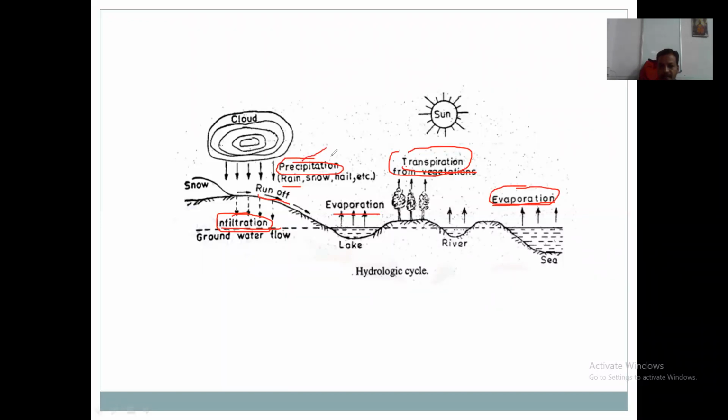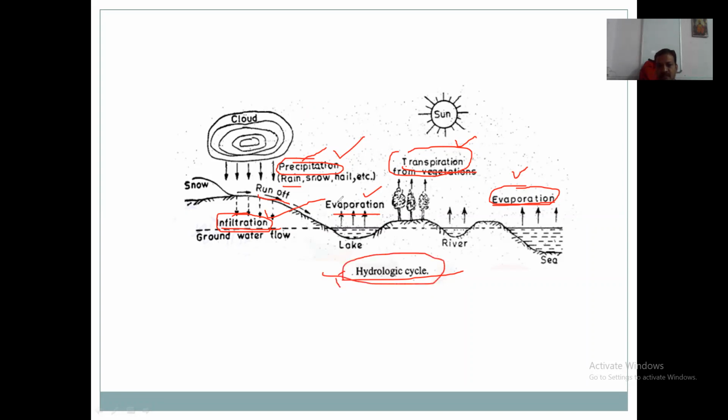Precipitation we have already seen. Now we are seeing evaporation, transpiration and infiltration. These are three terms related to the hydrologic cycle. Okay. Infiltration is towards downward, precipitation is downward, evaporation is towards upward, transpiration is towards upward. These are the various terms related to the hydrologic cycle.